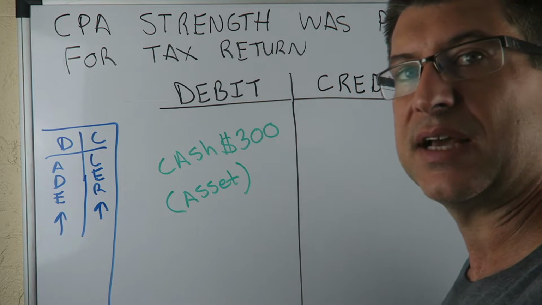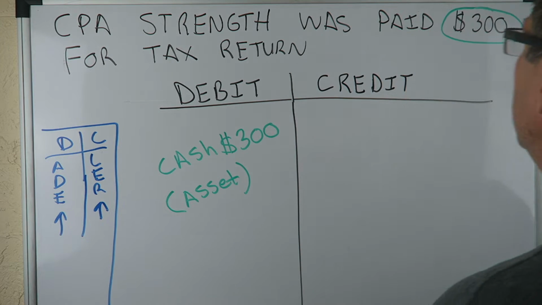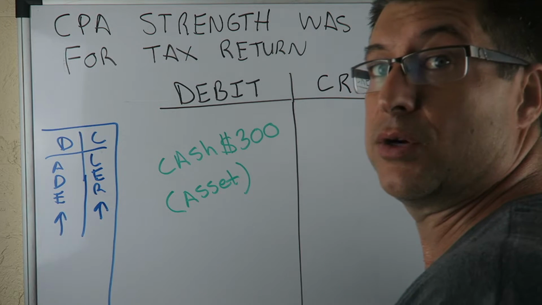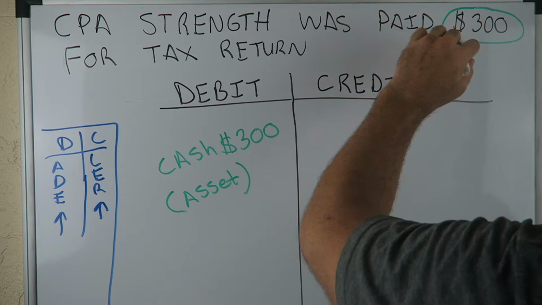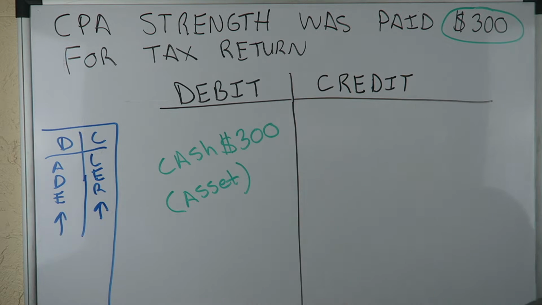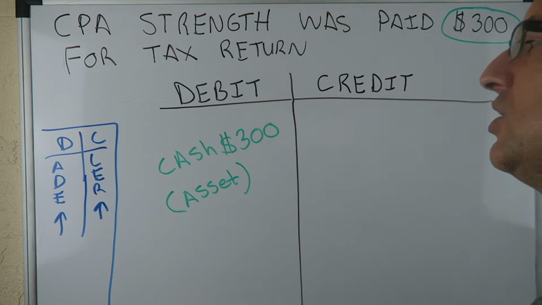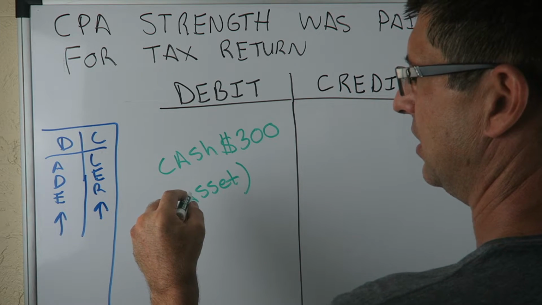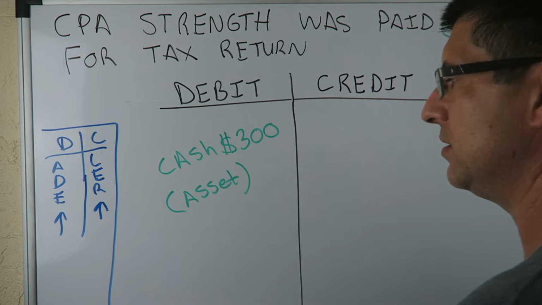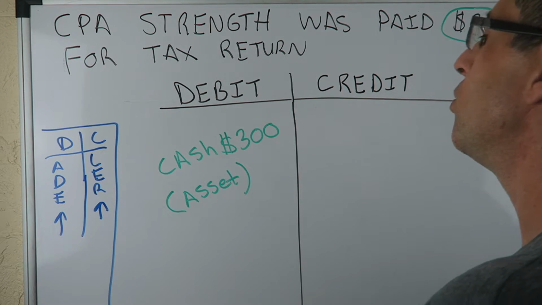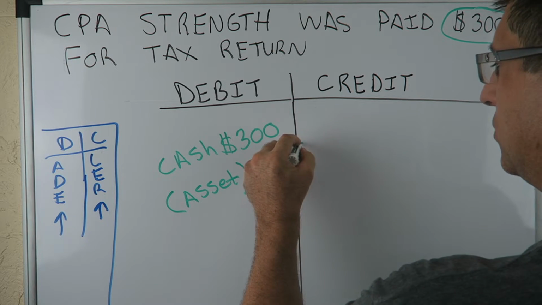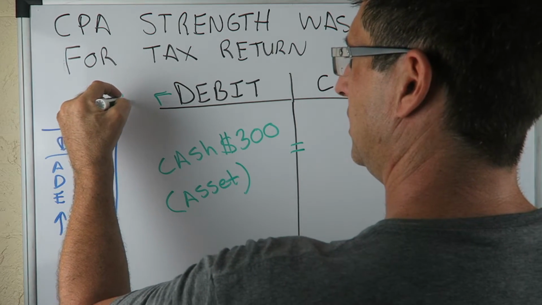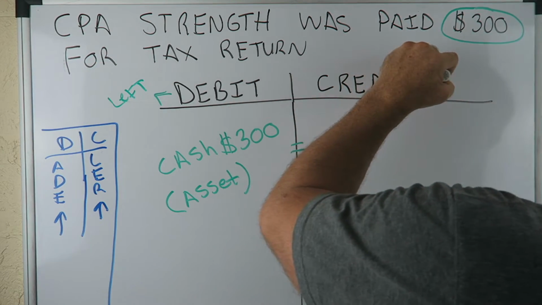Let's just check our work real fast. Does that make sense? We have paid $300 for tax return. So we have cash increasing. We know cash is an asset. If it's increasing, we debit it. Looks good to me. What's the other side? Now we know debits equal credits. Debits mean left. That's all that means. Debits equal left. Credits equal right.